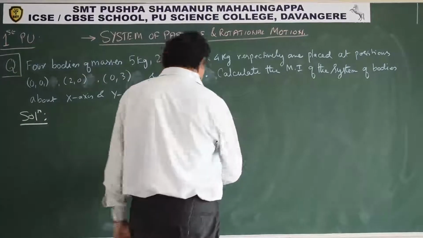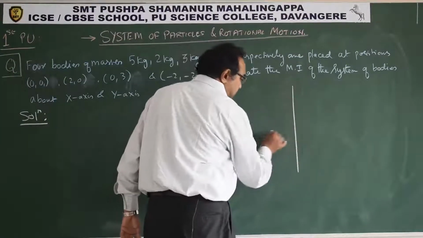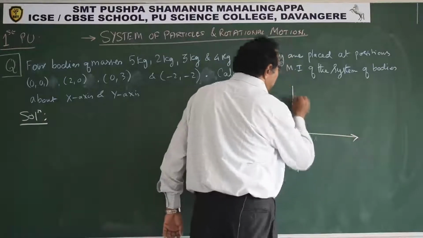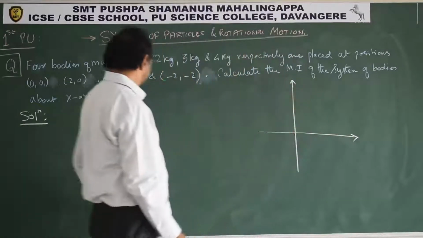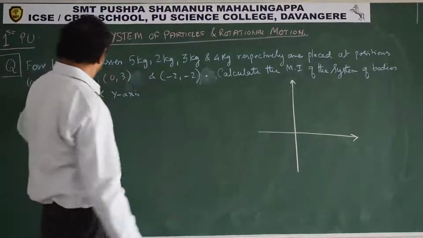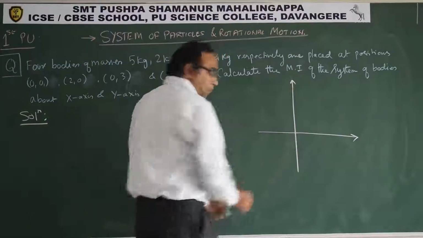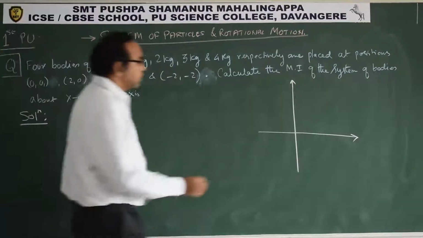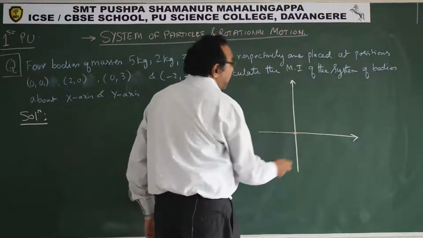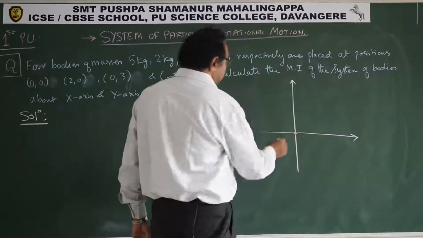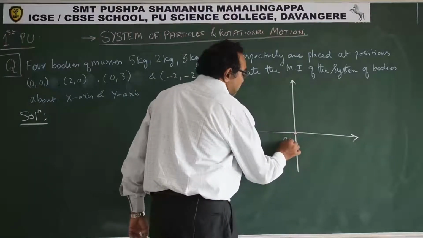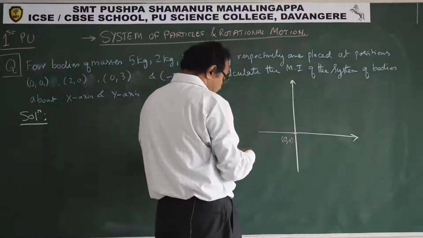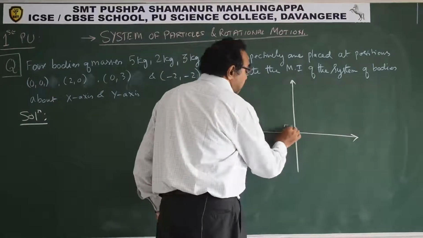Well, if we see the arrangement, it says the first particle is at 0, 0. So here I am having the 5 kg mass at 0, 0. Here we are placing 5 kg.